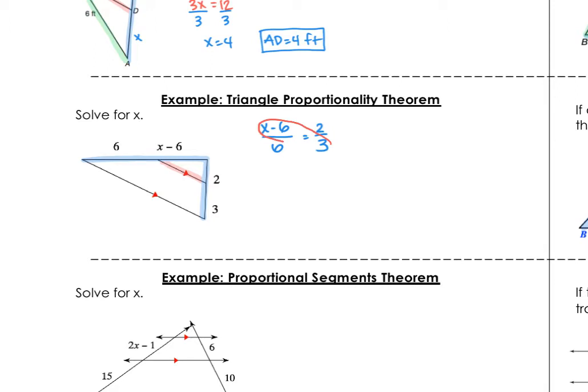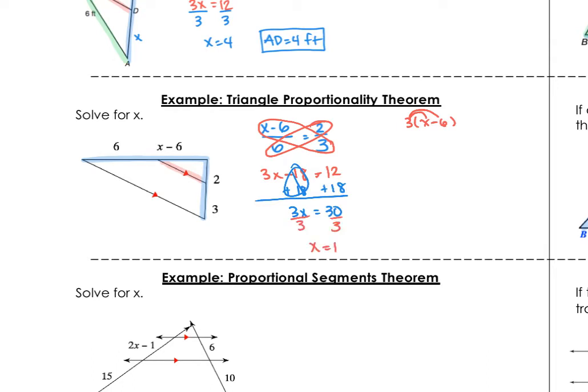So cross multiplication here, remember we're multiplying the 3 not just by the x, but also the negative 6. So we're basically doing distributive property, so it's basically like this. So 3 times x is 3x, and then 3 times negative 6 is negative 18. And then 2 times 6 is 12. So now, using some algebra, we're going to add 18 to both sides. So 3x equals 30, and then divide by 3. So x equals 10.